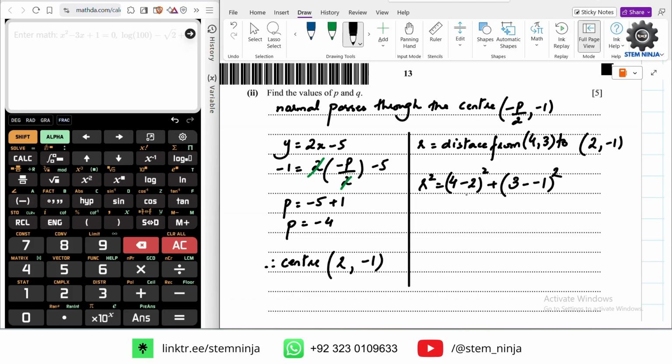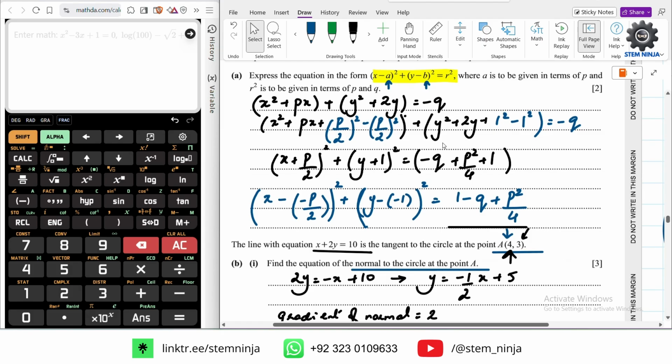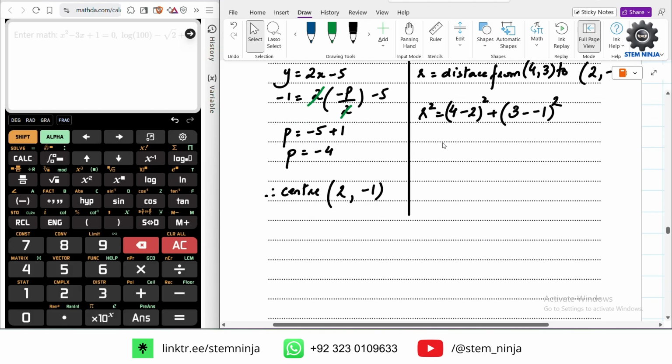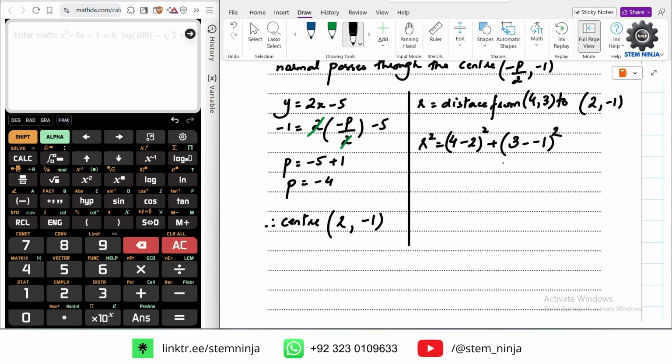Right? 4, 3, right? Yes, okay. So you get 4 minus 2, 2 squared is just 4. 3 plus 1 is 4, 4 squared is 16. So that is 20. We just need r squared. So r squared was also 1 minus q plus p squared over 4. That is equal to 20.